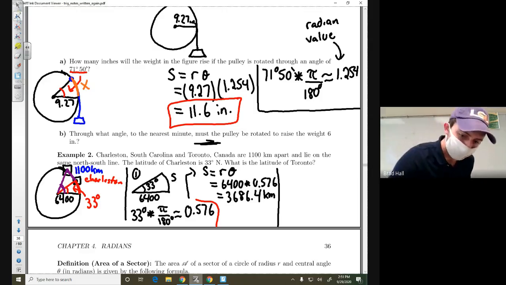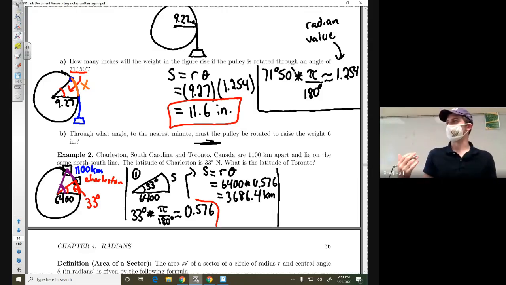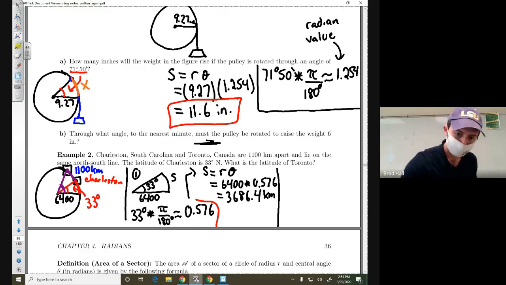And now, to figure out the full arc length, which will ultimately help us figure out the full angle, well, we figured out the arc length here just now, and we're given this one as 1,100 kilometers. We just add the two together. So we're adding the two arc lengths together.